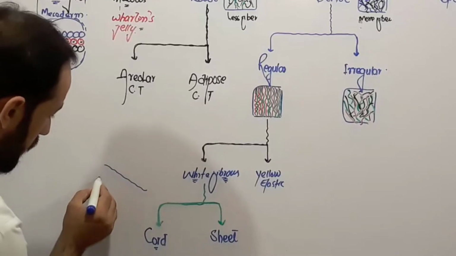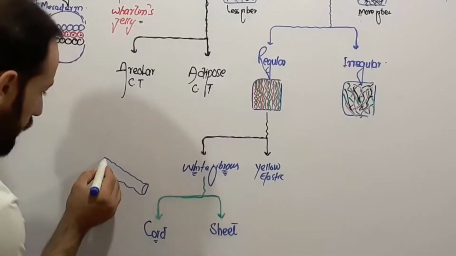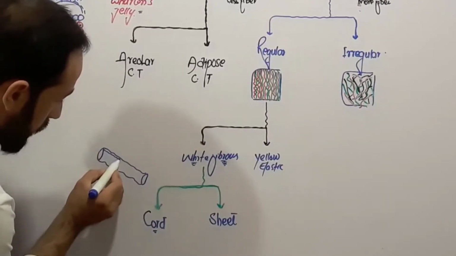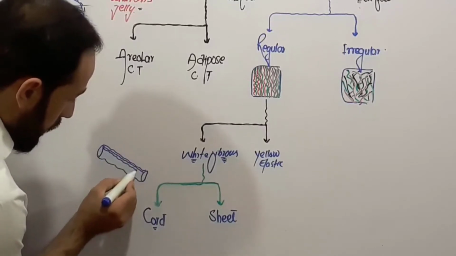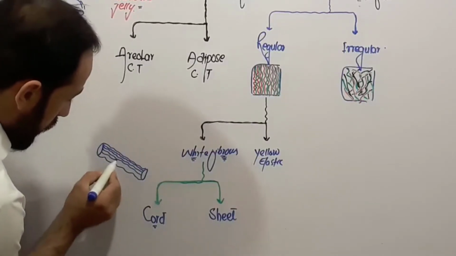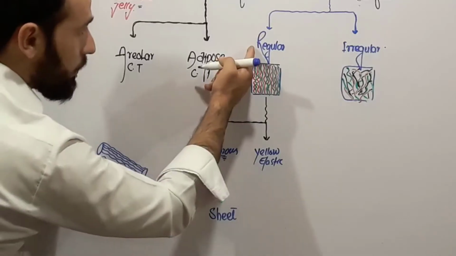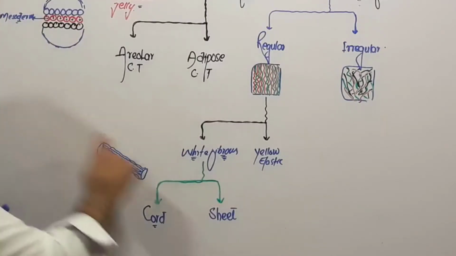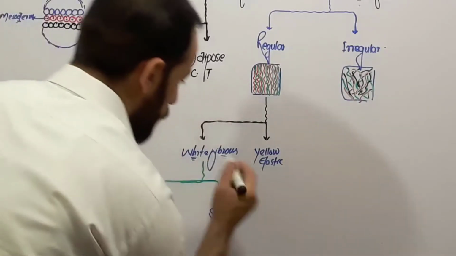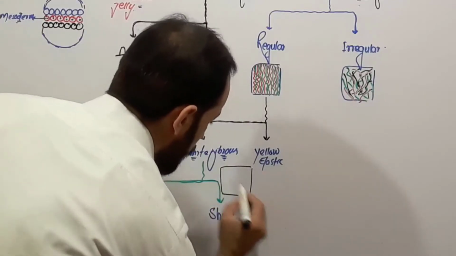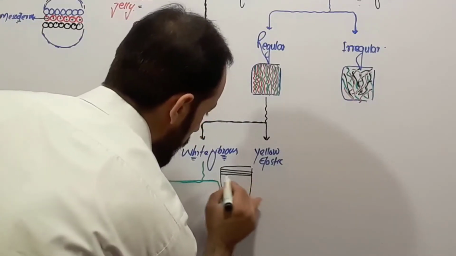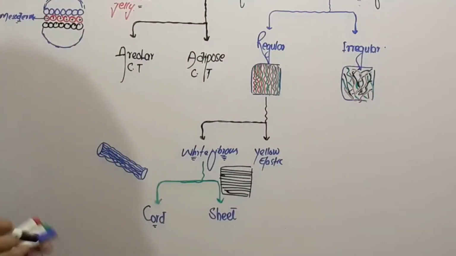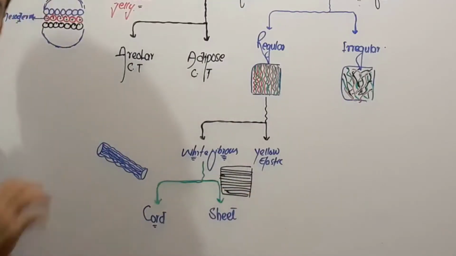For example, this is a dense connective tissue, right? This is a dense regular connective tissue. Now it has lots of fibers in it and it is arranged in a cord shape. That's why we call it cord white fibrous regular dense connective tissue, like this. That's a cord shape. And what about sheet form? Sheet form is in the form of large sheets, like this. So the difference between cord shape and sheet shape, now you know the difference.